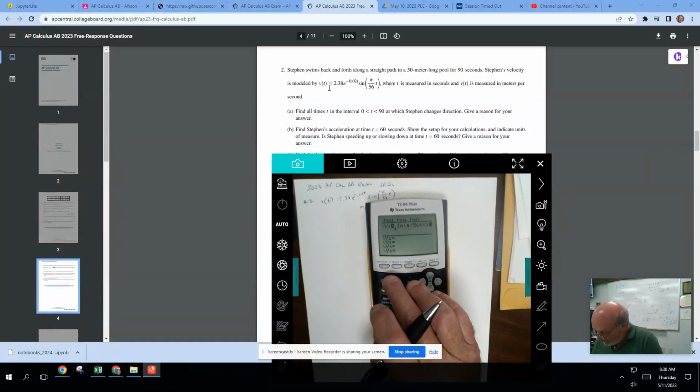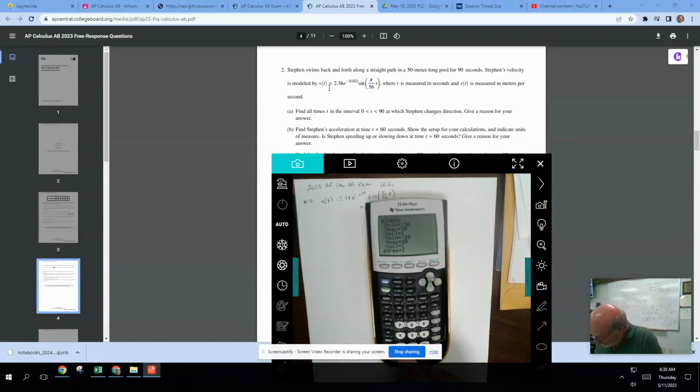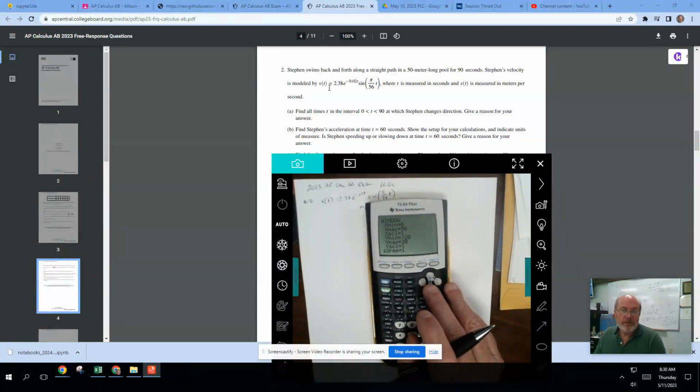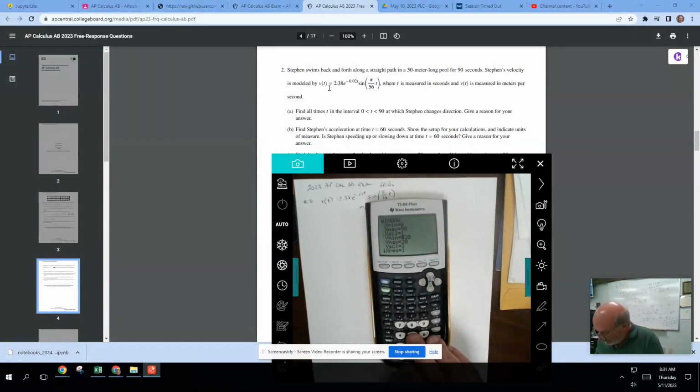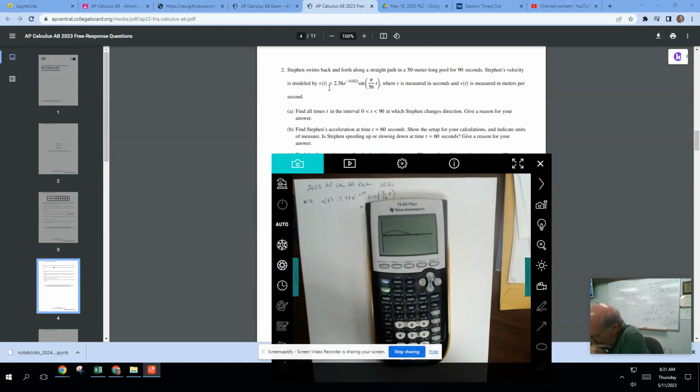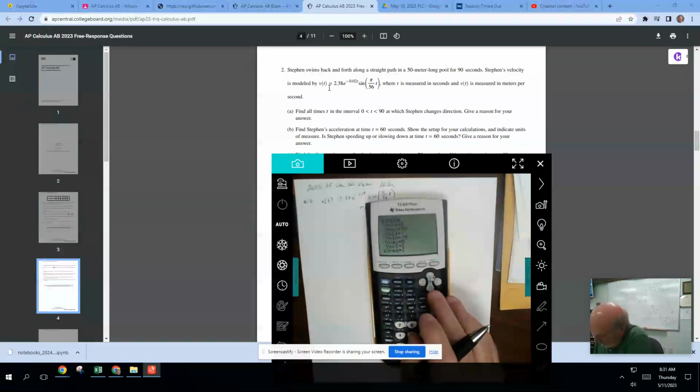I'm going to set my window up from 0 to 90. I'm going to go ahead and set my y min, velocity in meters per second. Swimming, probably not going to be super fast. I'm going to try -5 to 5 and see if we can see what we need to see there. Okay, I'm going to adjust the window a little bit, make this -2 to 2. Well, -3 to 3. We'll try -3 to 3. Get a little better look at it.